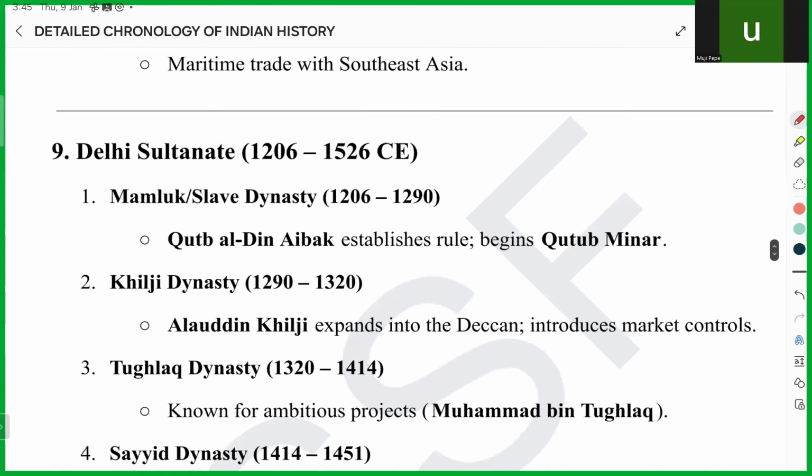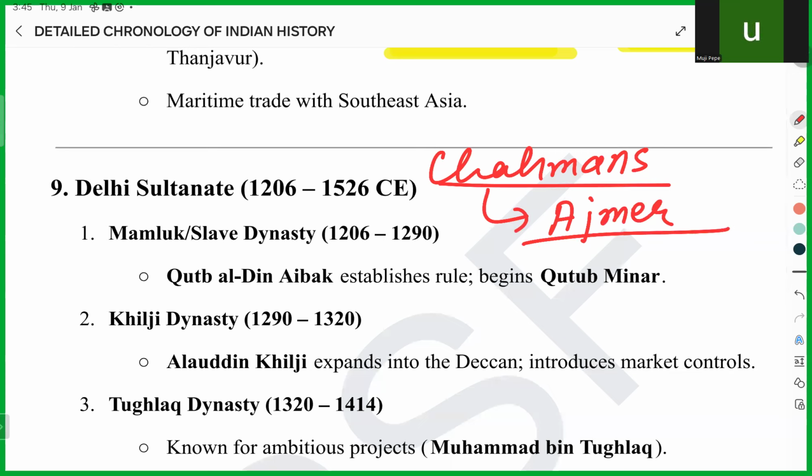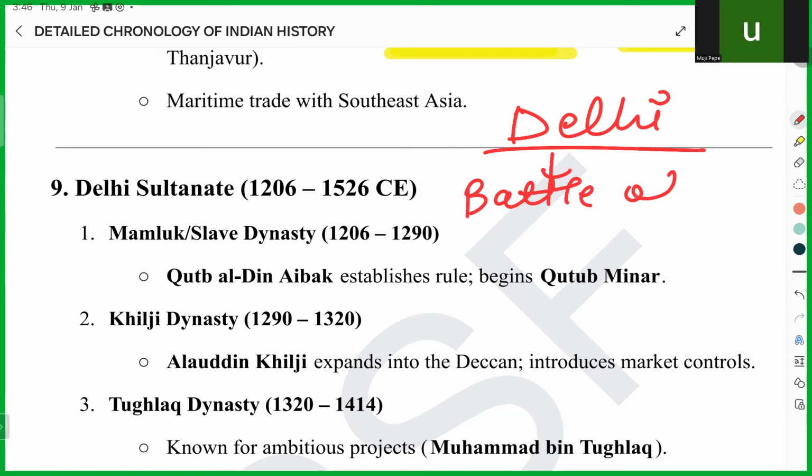Finally, what happened was the Chauhans, who have their roots in Ajmer and the Sambhar Lake. आपने सांभर लेक के बारे में सुना है? Those who are from Rajasthan must know about it. The Sambhar Lake और शाकंभरी. So, जो चहमान थे, they were ruling Delhi at that time, and then there was a pivotal battle, the Battle of Tarain.